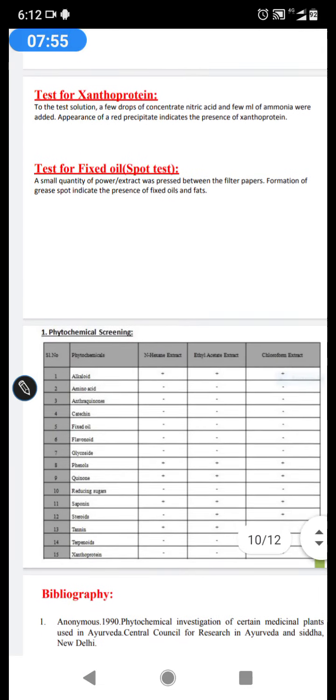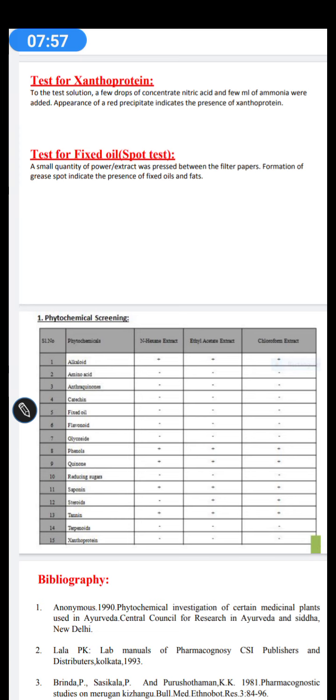You can see the next one, test for xanthoproteins. Take a test solution and a few drops of concentrated nitric acid and a few ml of ammonia, and then the presence of a red precipitate indicates the presence of xanthoproteins.